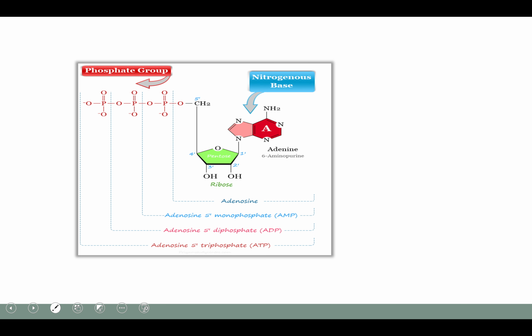As you can see from the linkage here, the phosphate group is attached to the 5' carbon of the sugar moiety. So when there is one phosphate group attached, it is called adenosine monophosphate. When there are two phosphate groups attached, it's called adenosine diphosphate, and when there are three phosphate groups attached, it is called adenosine triphosphate.